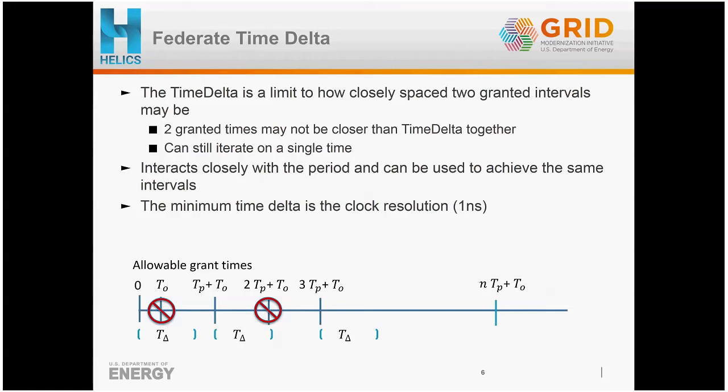The Helix code itself can be recompiled to go faster if for some reason there's a need to, but it defaults to 1 nanosecond. The time delta interacts closely with the period, and if you don't use the offset, they're effectively interchangeable, but they have different meanings.